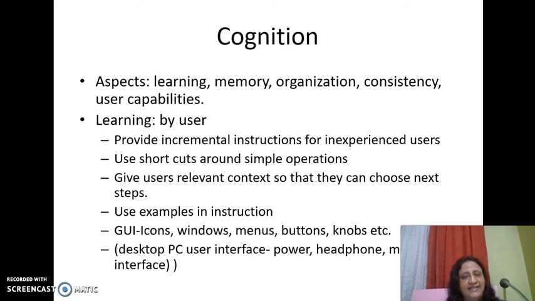Now for experienced users, learning may be in the form of shortcuts for simple operations. You may provide relevant context so that they can choose next steps. You can use simple examples in the instructions. We can provide simple menus, GUI icons, windows, menus, buttons, knobs on the front panel so that it will be very easy for the user to learn about the interface.